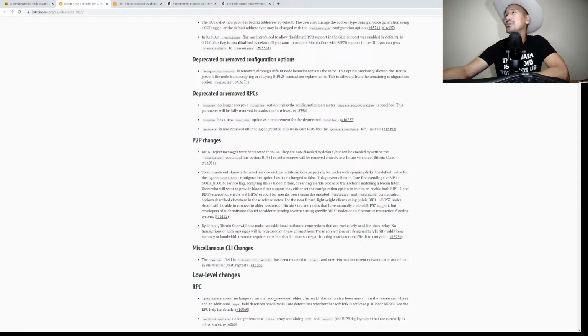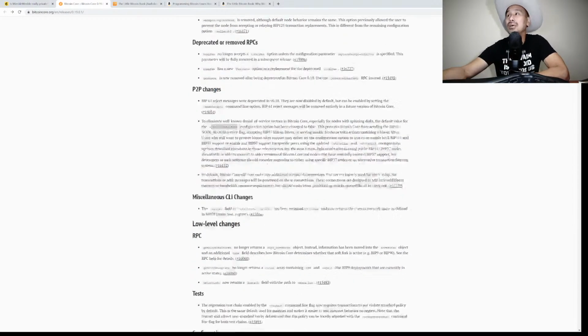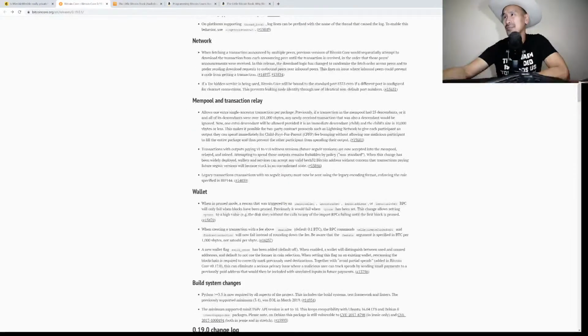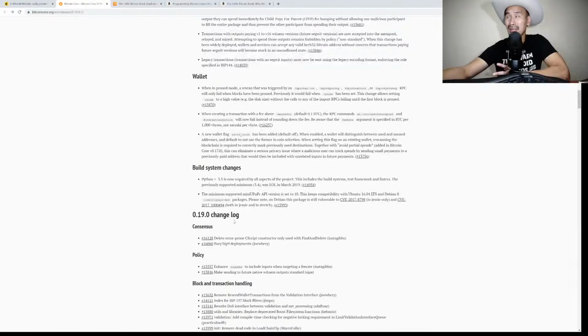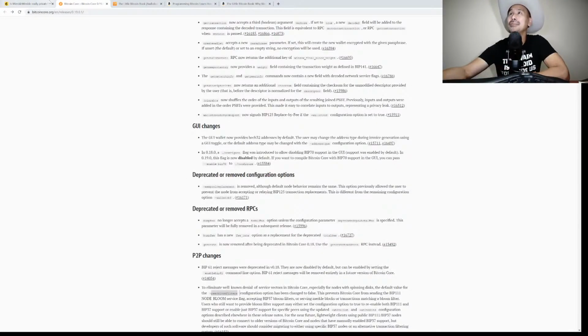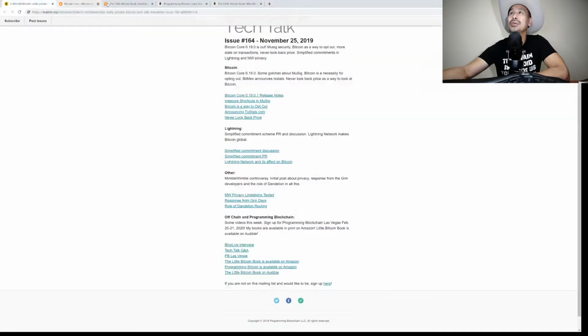Also, the default value for peer Bloom filters has changed. So BIP37 Bloom filters are no longer being served by default. You can always turn them on if you want those. Low level changes. I don't think these are, they are important, but they're not going to show up in the UI or anything like that. So those are the changes in Bitcoin Core 0.19.0.1.